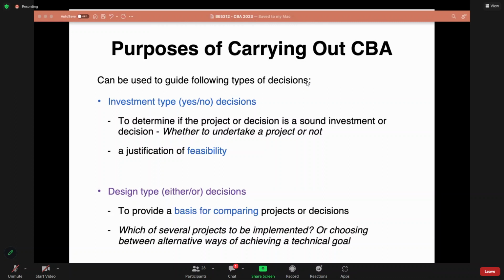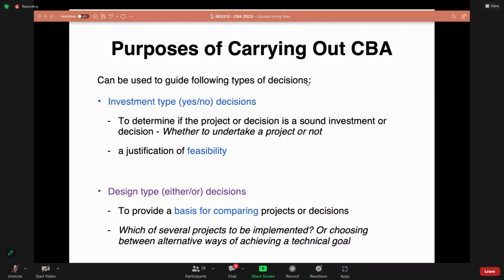So then why would you want to carry out a cost benefit analysis? You can actually use it for two main purposes. One, when you're considering a particular investment, a particular project, we can use a CBA to decide whether to undertake that project or not. So it's to check the feasibility, basically, of a particular investment opportunity.